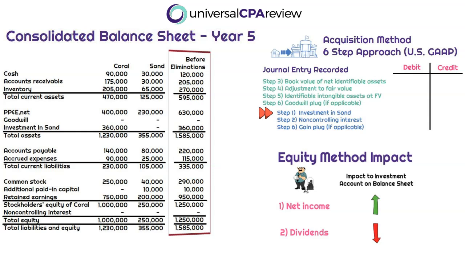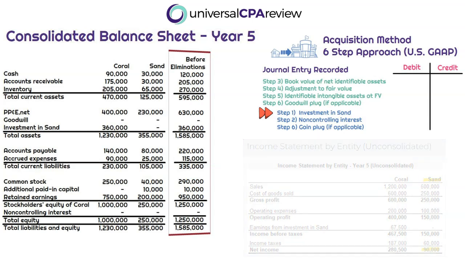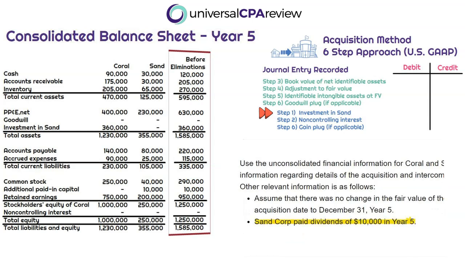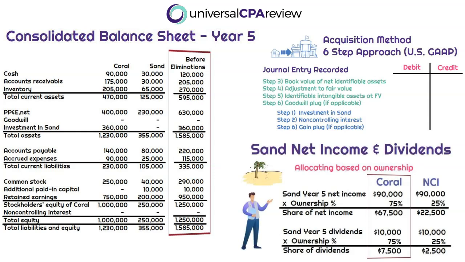So what we need to do is go ahead and understand how to roll forward that initial investment of $300,000 to the $360,000 at the end of the year. Well, remember, Sand, if we look at that unconsolidated income statement, they had $90,000 in net income. And then in the instructions for the simulation, it said that they paid or issued dividends of $10,000 during year 5, right? So the question is, what's the impact on both Coral, and we're actually going to attack the non-controlling interest at the same time, right?